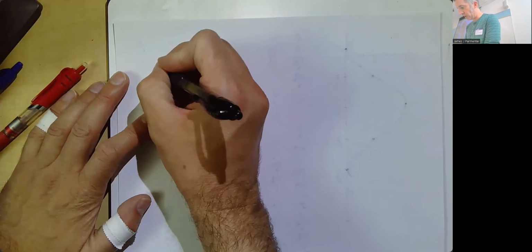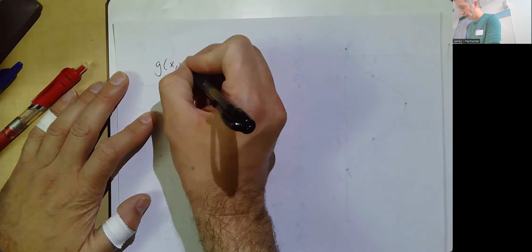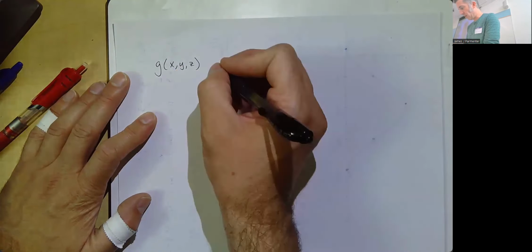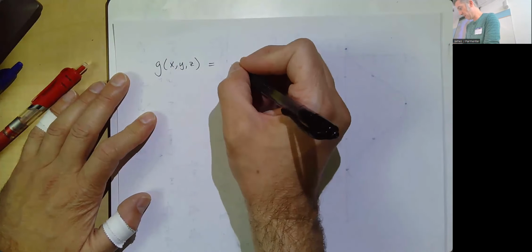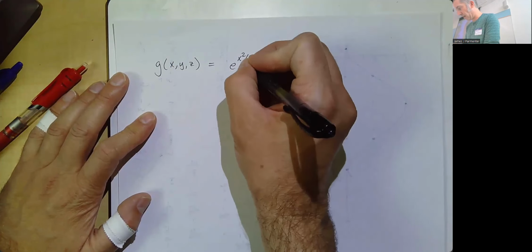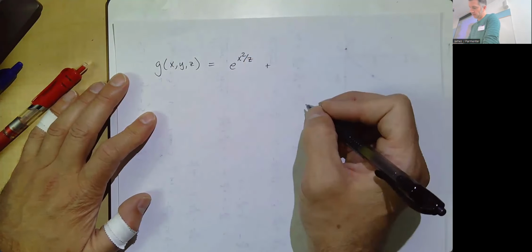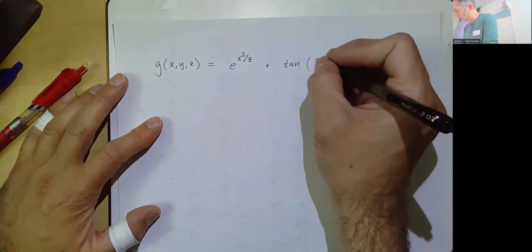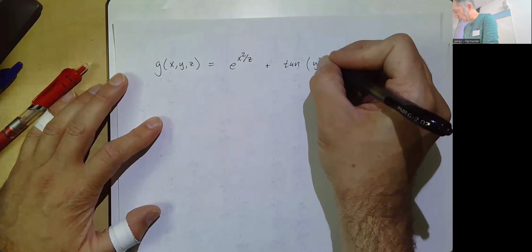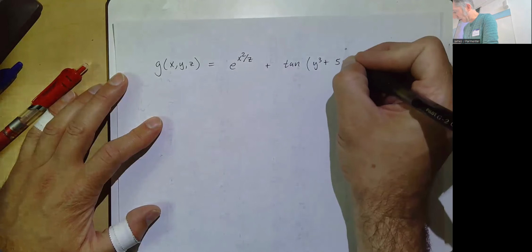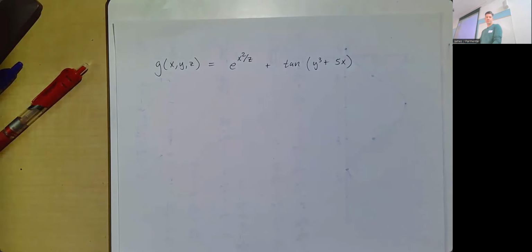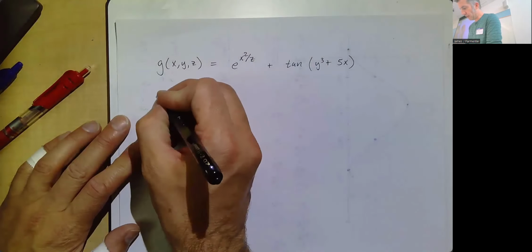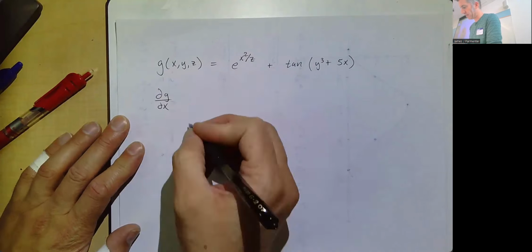So let's look at something like this. Let's say we've got G as a function of X, Y, and Z. And we're going to say that's going to be e to the X squared divided by Z plus, I don't know, sure, tangent of Y cubed plus 5x. Fun times. And we're going to take just the first derivatives here. So we're going to find del G del X.